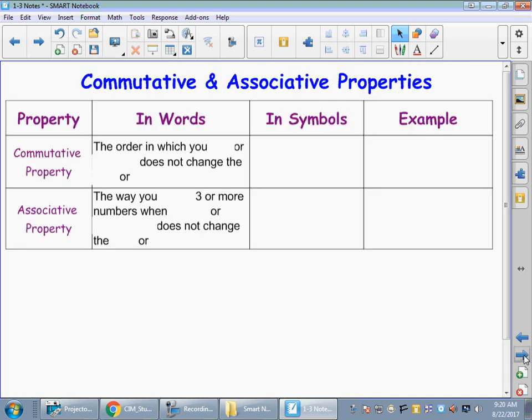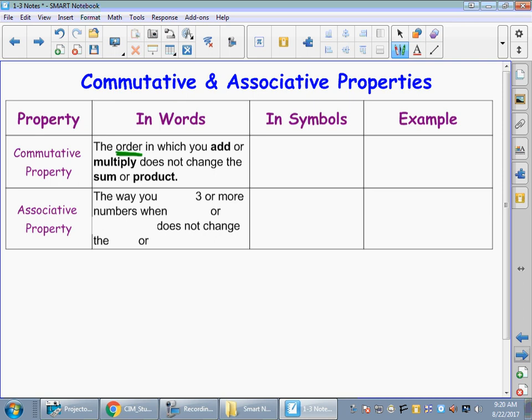2 more properties, I swear, and then we'll be done. These 2 we use all the time, and you probably don't even know it. Okay, all of these we use all the time. Commutative property involves the order in which we add or multiply. It does not change the sum or product. So we rearrange things. We rearrange how we add numbers. We rearrange how we multiply numbers. I do this all the time.